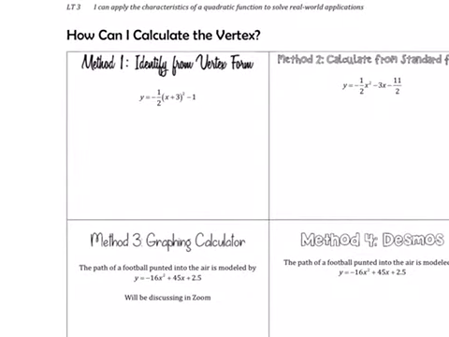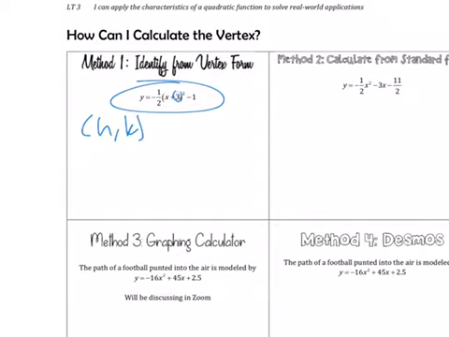So first one is to identify the vertex through the vertex form, okay? You look at this equation right here. We'll do the notes in blue today. You look at this right here. This looks a lot like our vertex form. We have our h and k values. That is what the vertex is going to look like.